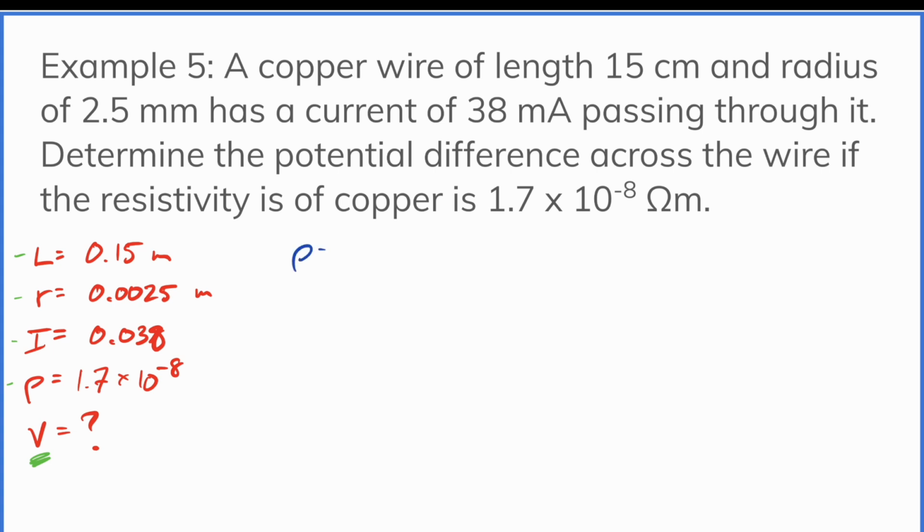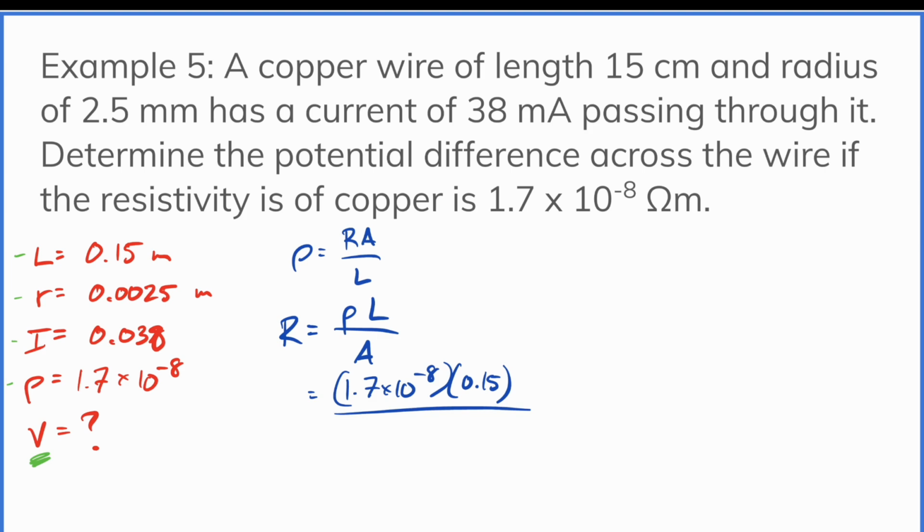So if I start with the resistivity equation, of resistivity equaling RA over L, we see that we can rearrange this to solve for resistance, and so resistance is the resistivity times the length divided by the area. If I plug in the values that I need, I have 1.7 times 10 to the negative 8, a length of 0.15, and the area, because it's a radius, it's going to be a circle, so it's pi times 0.0025 squared, which gives me a resistance of 1.29 times 10 to the negative 4 ohms.